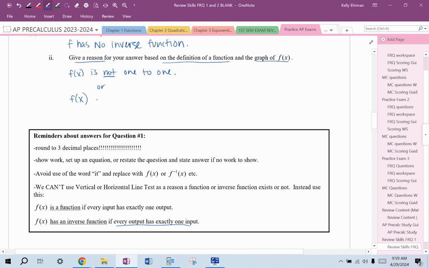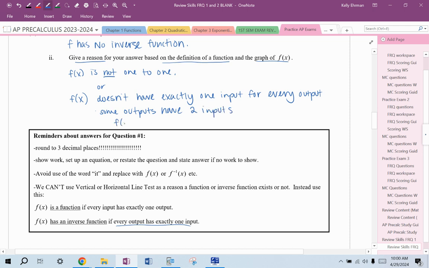So I could say f of x doesn't have exactly one input for every output. Now, you could also say, I'm kind of complicating that, I think, but you could also say some outputs have two inputs. Or you could use an example, f of negative 2 equals 2, but that also equals f of 2.